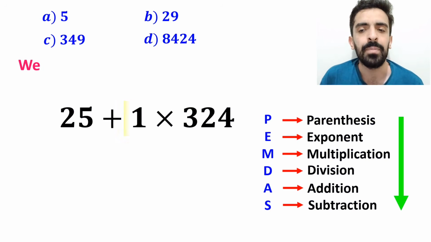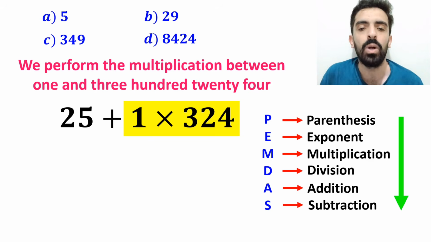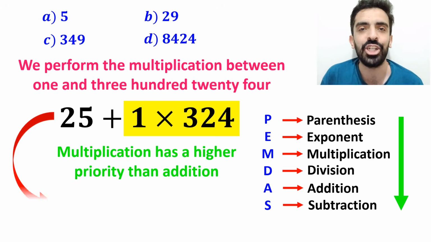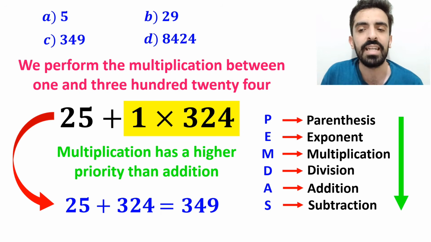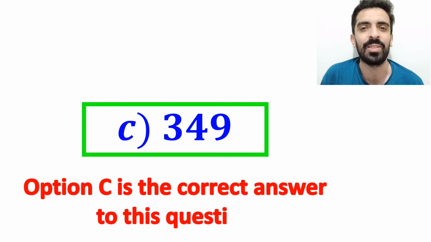And the final step, we perform the multiplication between 1 and 324 because multiplication has a higher priority than addition. And this expression becomes 25 plus 324, which finally gives us the answer 349. That's great. Option C is the correct answer to this question.